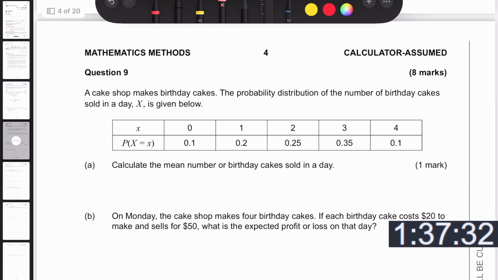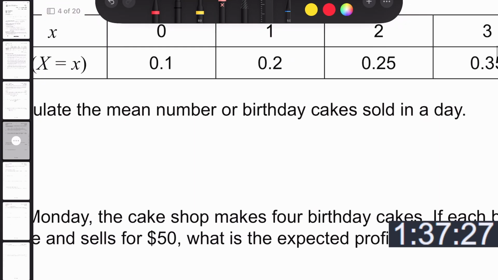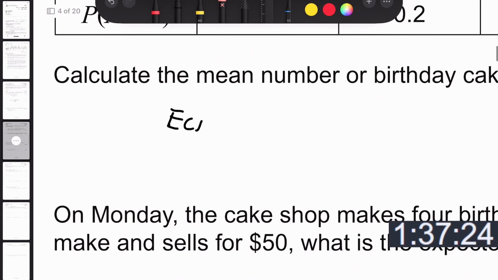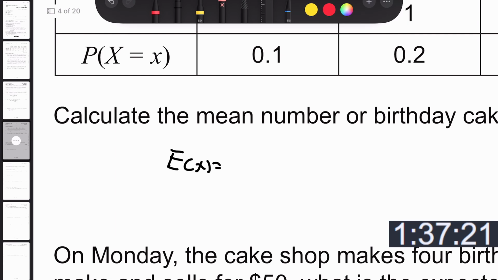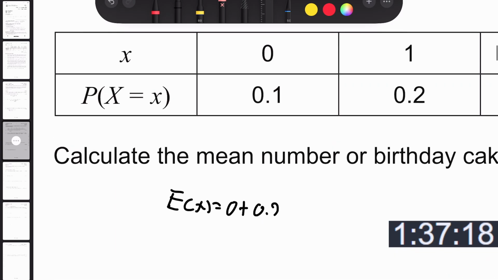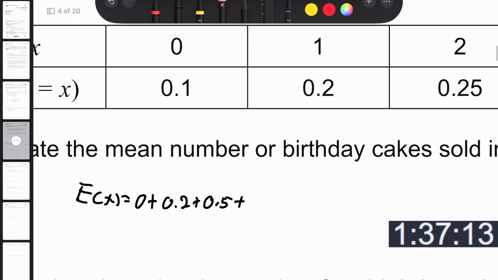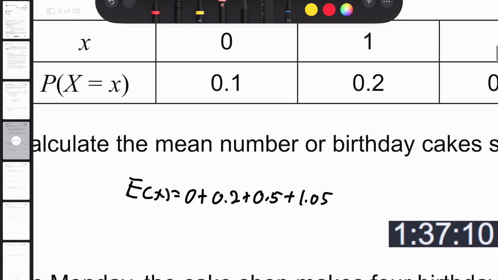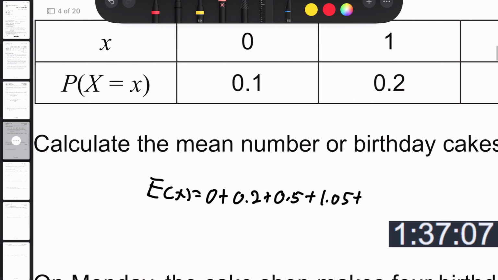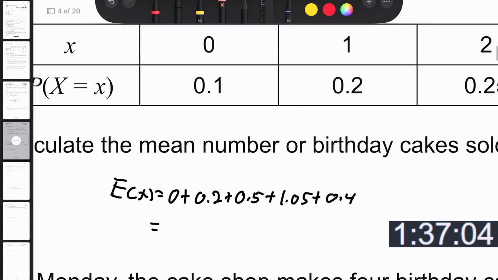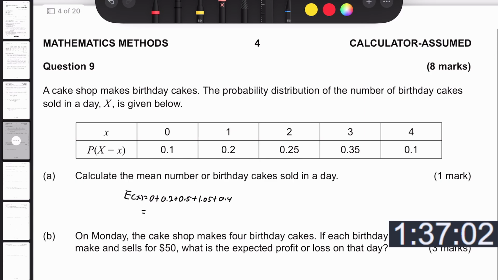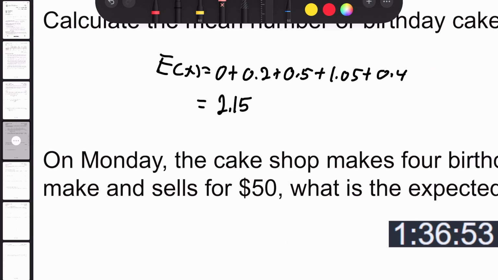Okay, a cake shop makes birthday cakes. A probability distribution of the cakes. So calculate the mean number of birthday cakes sold in a day. So E of x is equal to 0 plus 0.2 plus 0.5 plus 1.05 plus 0.4 is equal to 2.15.